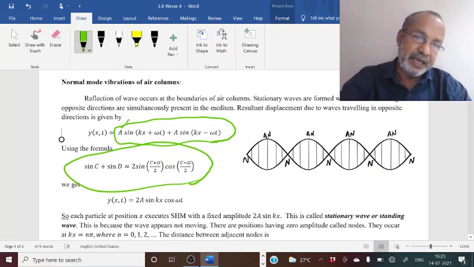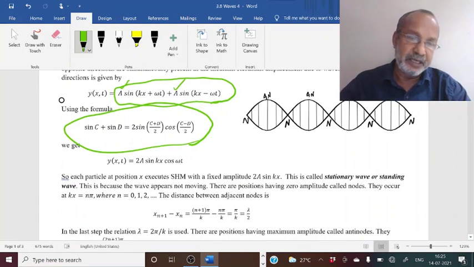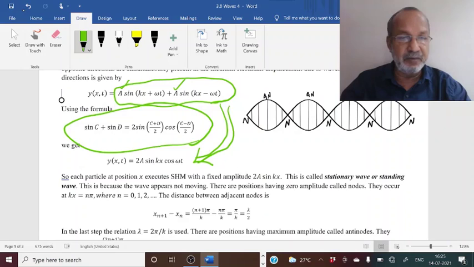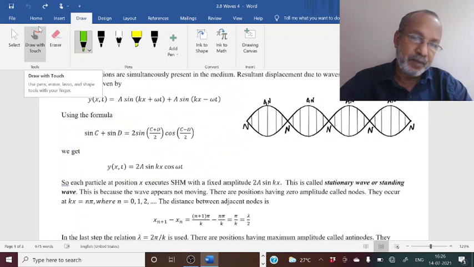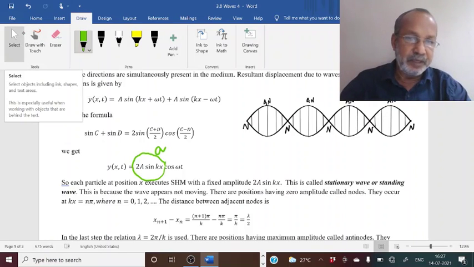So taking this a outside a bracket and combining the remaining sines, you can easily show that this equation reduces to this equation. So the resultant displacement is given by y equal to 2a sin kx cos omega t. If you take this part 2a sin kx as some A, then you can see that this equation represents simple harmonic motion A cos omega t with some constant amplitude A.